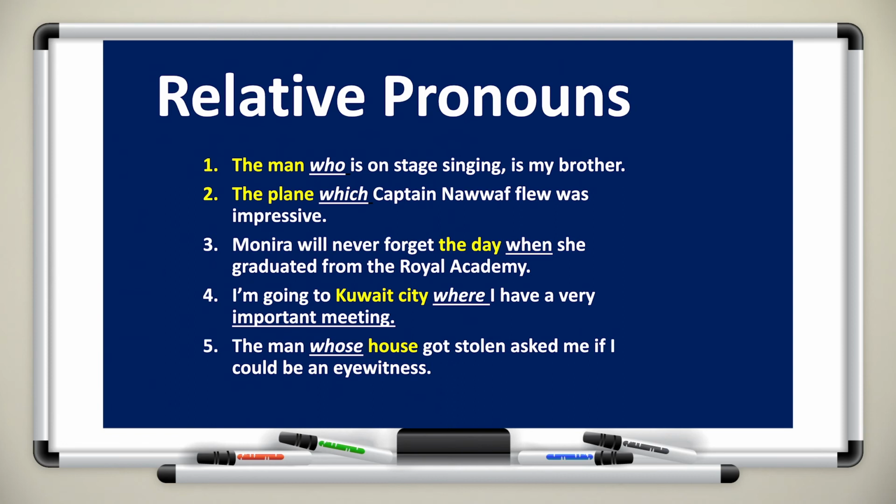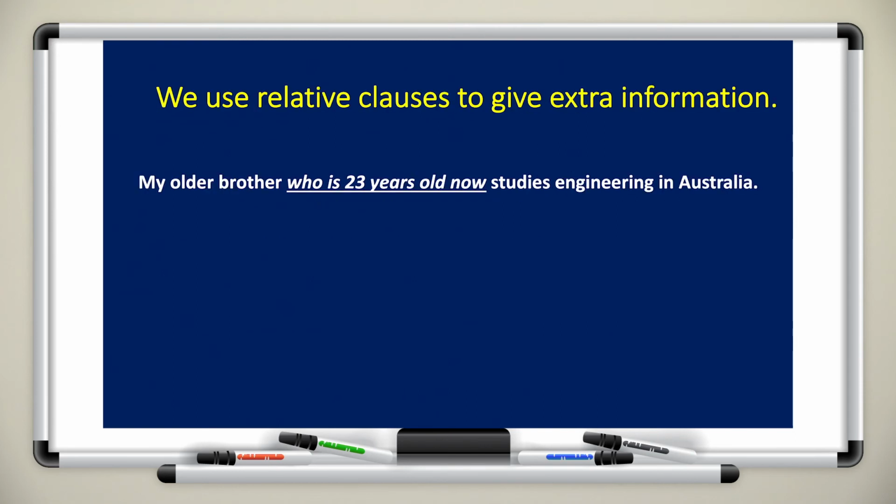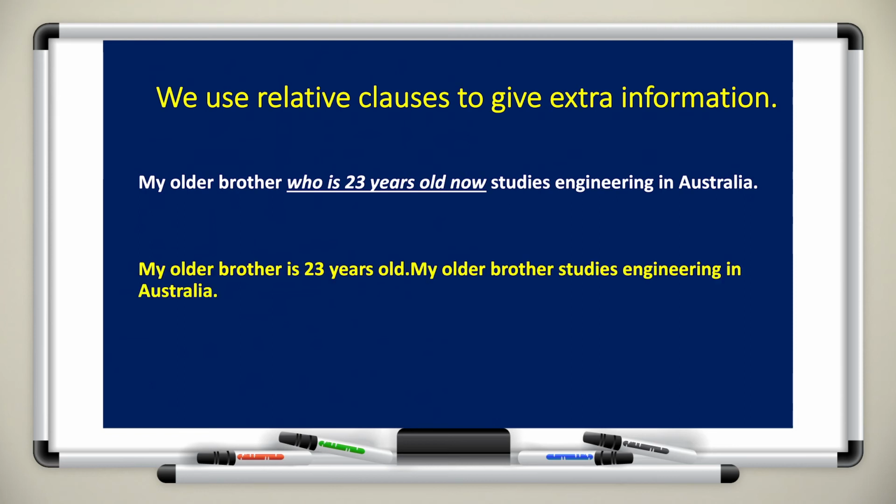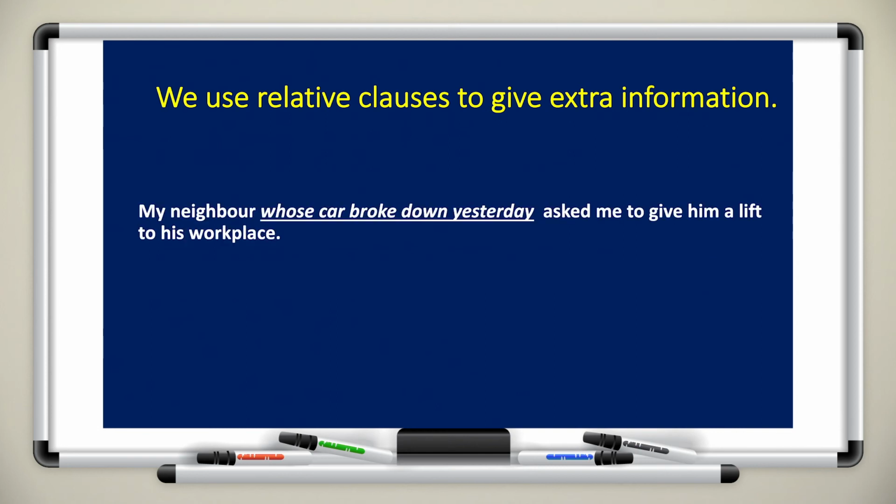Let's look at the first relative clauses that are used to give extra information. The first one, my elder brother, who is 23 years old, now studies engineering in Australia. My brother is 23 years old. My older brother studies engineering in Australia. Now here, you can notice that they're giving two pieces of information. It's the same thing as saying two sentences, however, we're connecting them together. And as we're speaking about the brother, we decided to go with who, which refers to a person. Again, we're giving extra information.